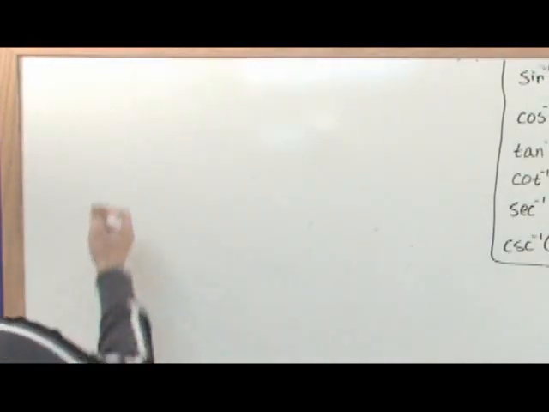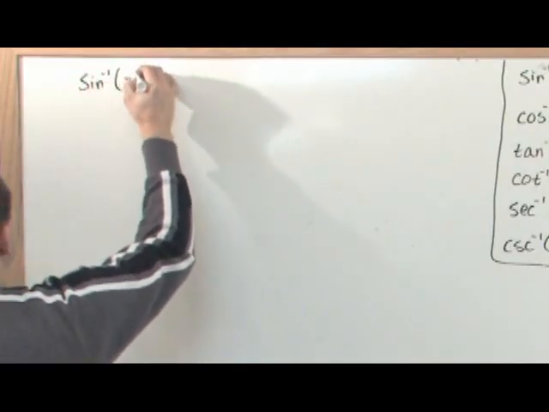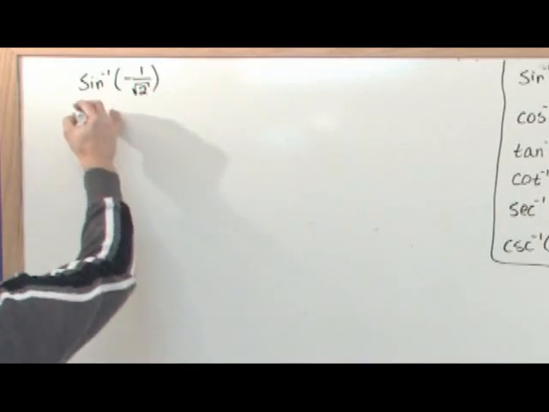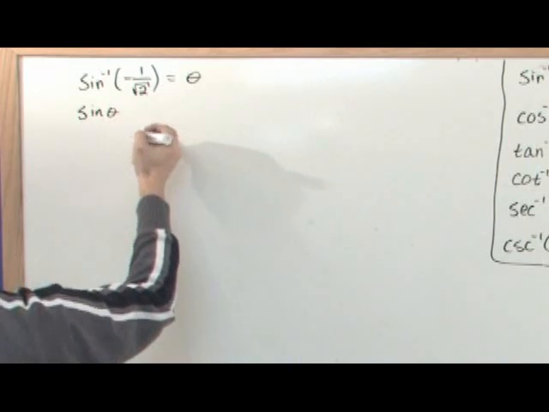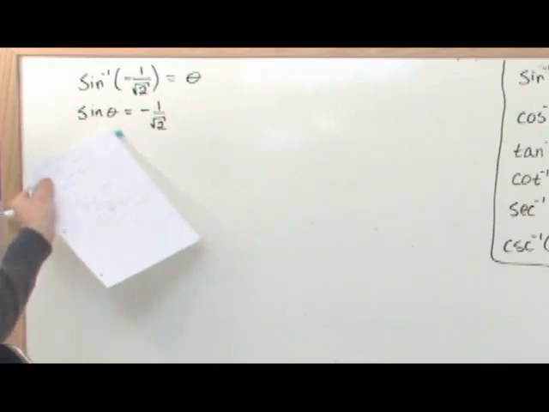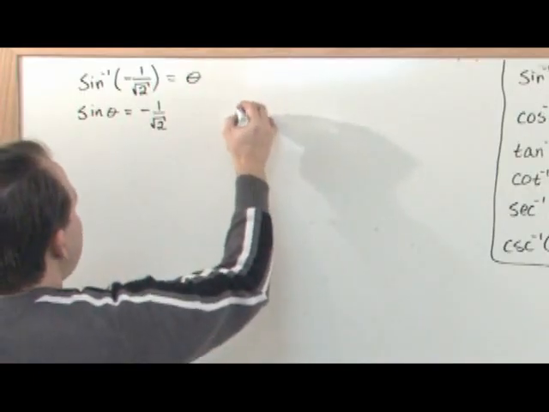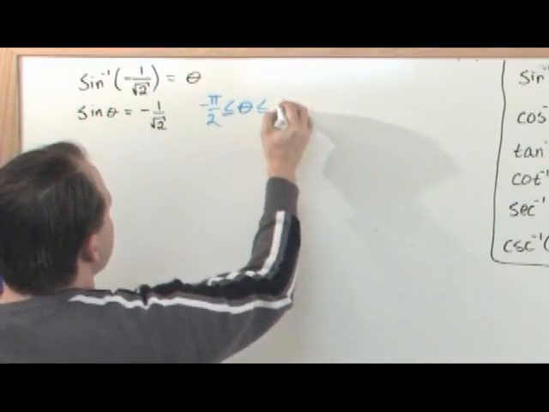Okay, now the next question says, what if I'm taking the inverse sine of negative 1 over square root of 2? Just like everything else, this means we're taking the sine of some angle theta, and what we're getting back is negative 1 over square root of 2. So all we have to do is find this angle, but don't forget that because we're talking about the inverse trig function, the angle is going to be between negative pi over 2 and pi over 2.